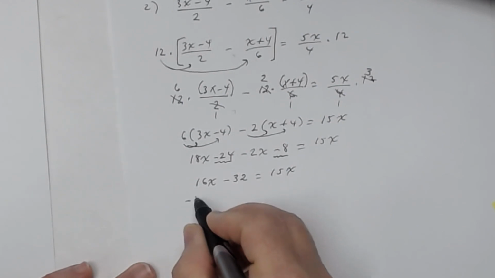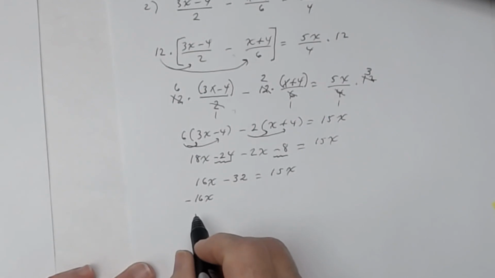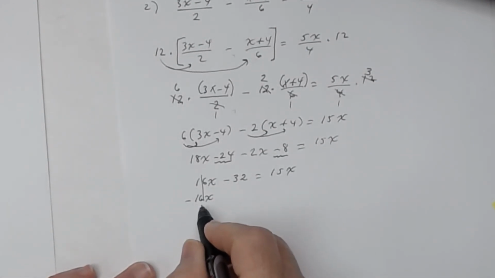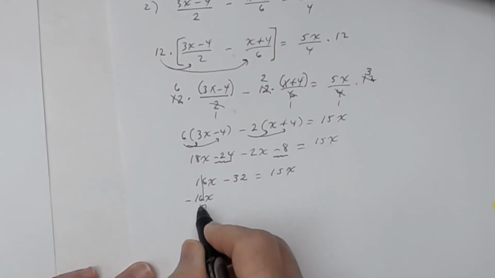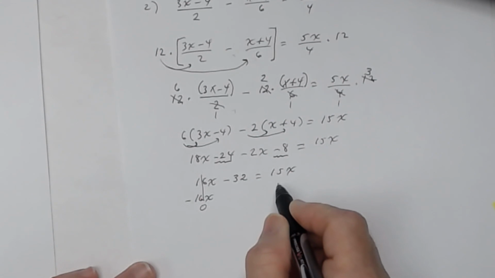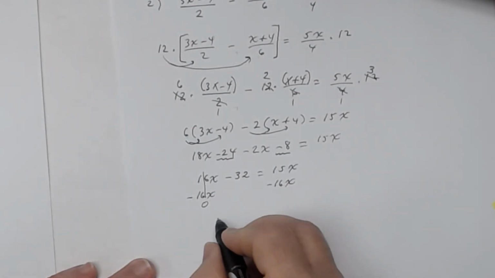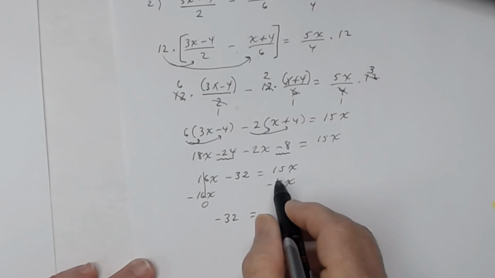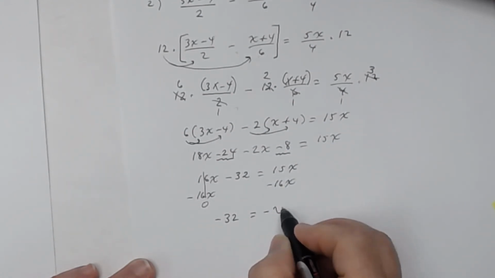When I do that, I have to subtract 16x. I can't add 16x because that's not going to help. Mathematically it's still correct, but 16x plus 16x is 32x. You want that to be a 0, so you subtract 16x minus 16x, which is 0. But what I do to one side of the equation, I have to do to the other side. So 0 subtract negative 32 is a negative 32, equal 15x subtract 16x, which is a negative x.